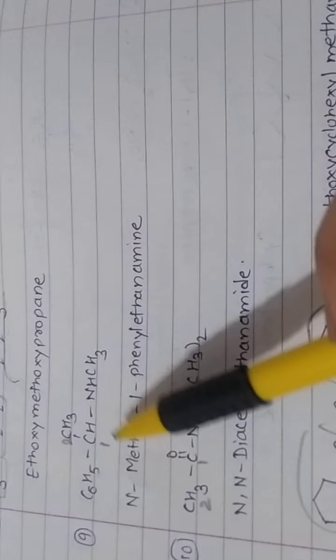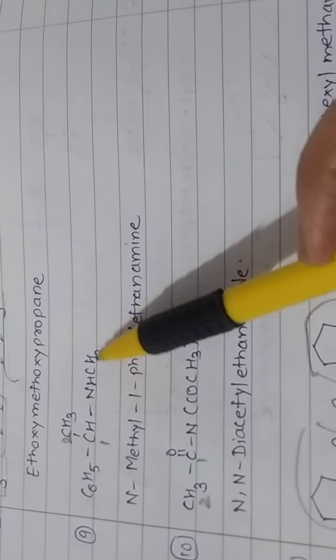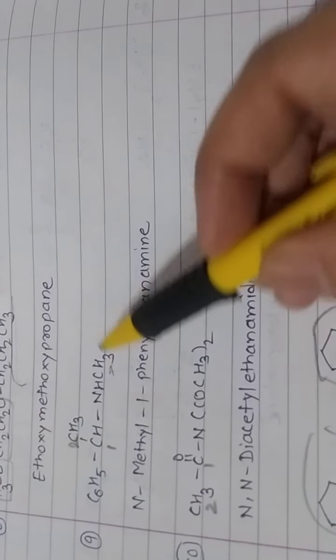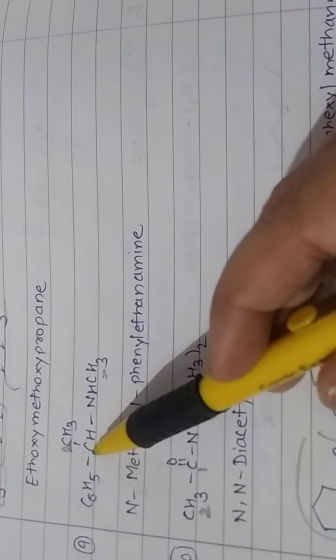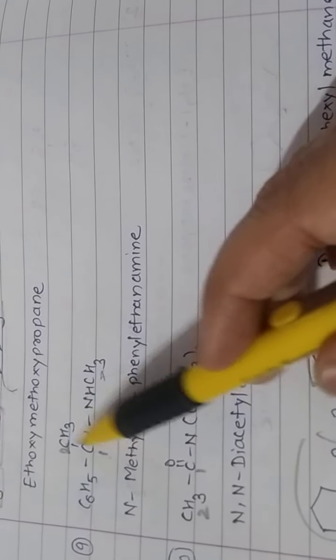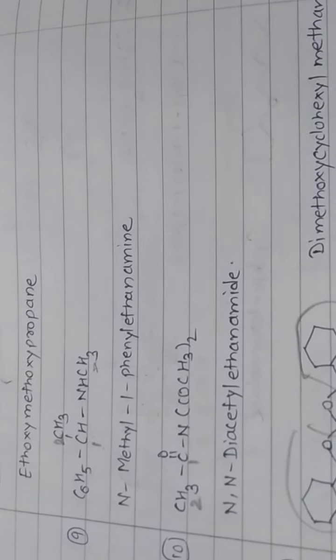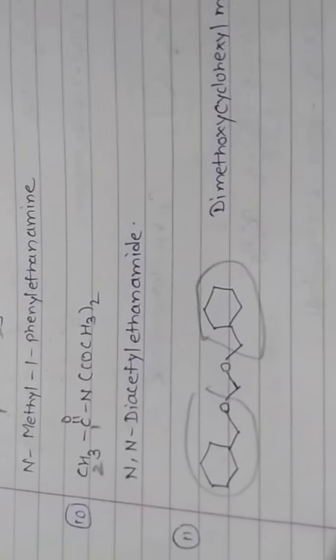Then this is an amine. We can spread this. So it is a secondary amine because NH is there. So N-methyl, the lower group is written first. So N-methyl, then 1-phenyl. The first carbon has a phenyl and there are 2 carbons, so ethanamine. So N-methyl-1-phenylethanamine.